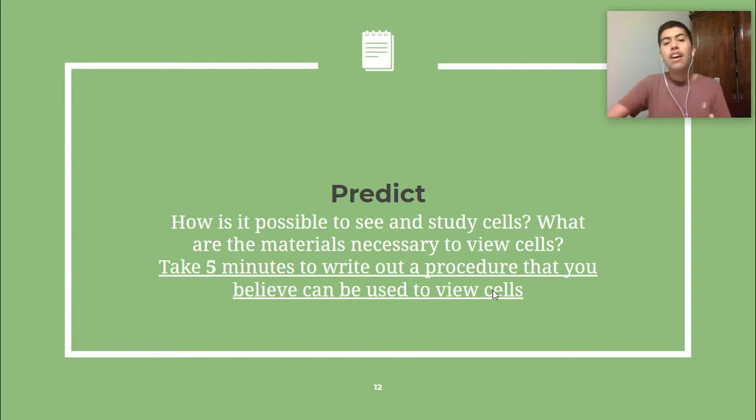So I want you to take 5 minutes to write out a procedure that you believe can be used to view cells. With a procedure, you want to list out the materials. So you want to say, oh, I'm going to need a piece of a plant to look at it. And whatever you believe, maybe you need a magnifying glass, or something else. So just list out what you think is necessary to view a cell, and then write out a procedure. Step by step, say, first I will do this, then I'll do this, and then I'll be able to see cells. So take 5 minutes to write it out.